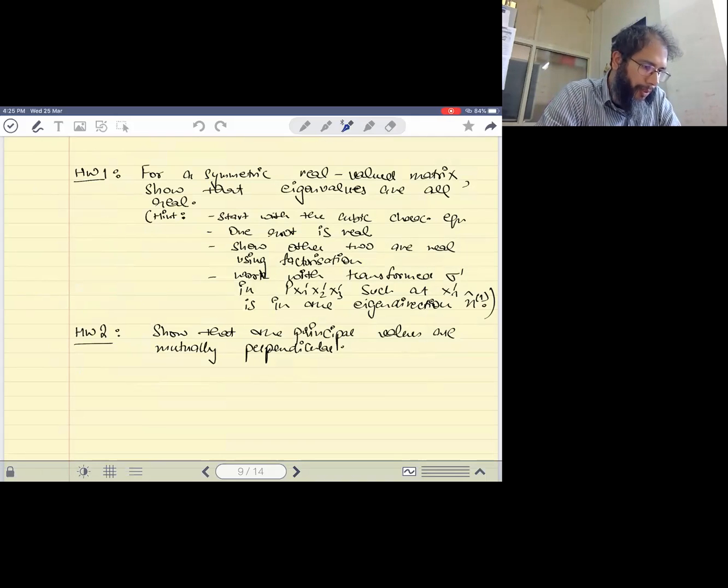So then I've written a couple of homework questions for you. So let's try to understand what the questions are. The homework problem 1 is, for a symmetric real valued matrix, show that eigenvalues are all real. Now, I stated to you earlier in the mathematics part that if you have a symmetric real valued matrix, which is the sigma here that we're dealing with, all the eigenvalues or the principal values are real. You have to show that mathematically.